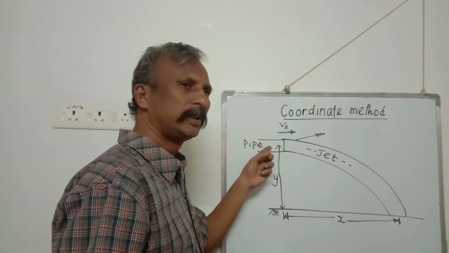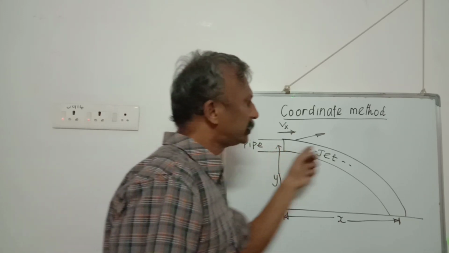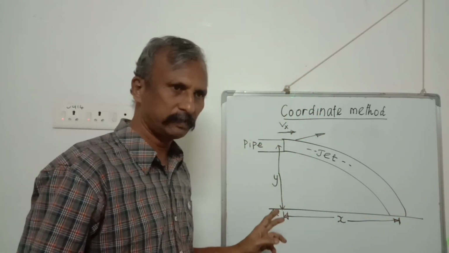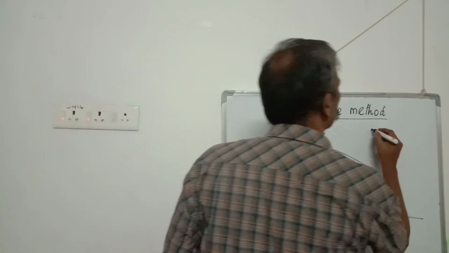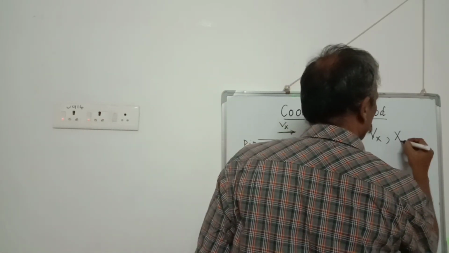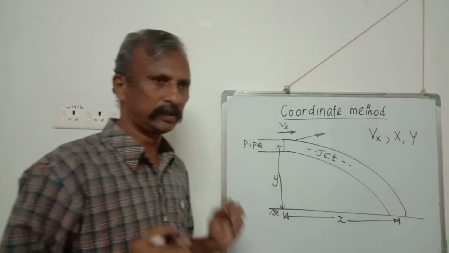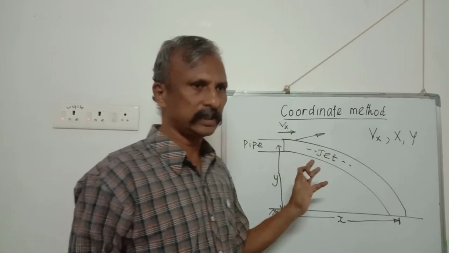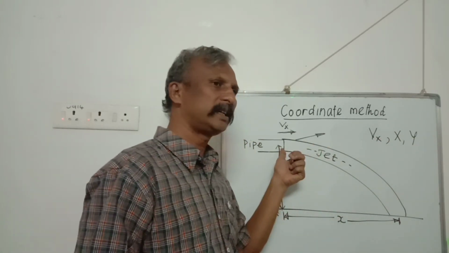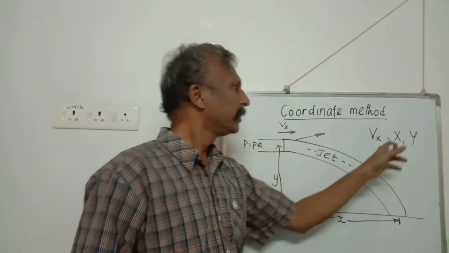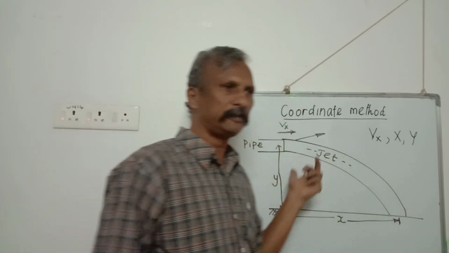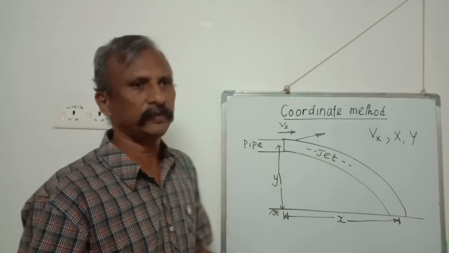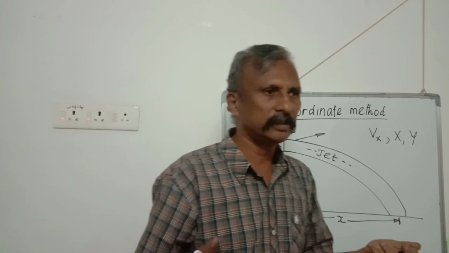If the velocity of throw is more, then the jet will be thrown to a larger distance. So we can establish a relationship between Vx and x and y. And if you are able to establish a relationship between Vx and x and y, we will be able to easily find out the discharge rate coming out of this pipe, because x and y are measurable in the field.